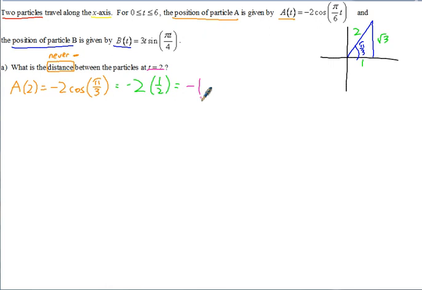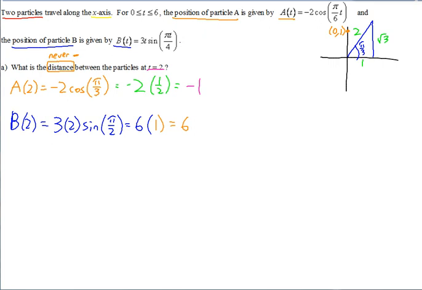And now let's find the position of particle B. So let's find B of 2. So that would be 3 times 2 times the sine. You plug in 2 there for t, you get 2 pi over 4, which reduces to pi over 2. So 3 times 2 gives you 6 times the sine of pi over 2. Well, pi over 2 is right on our axis there. Our sine is the y coordinate, so it's 1. So that would be 6.